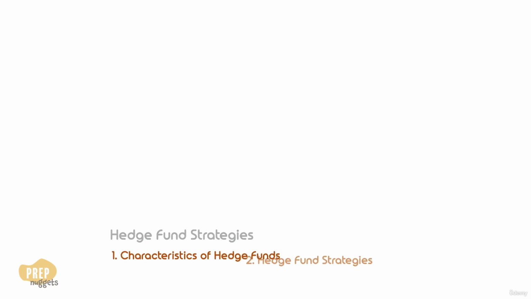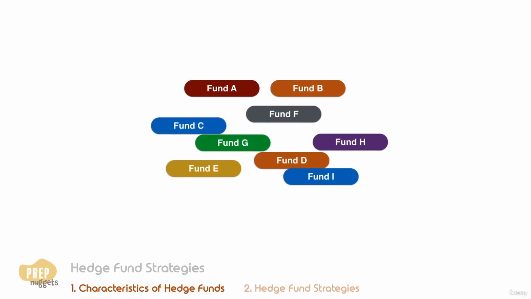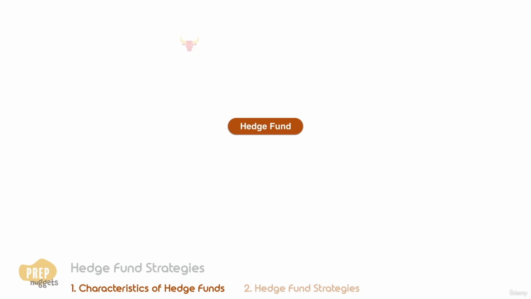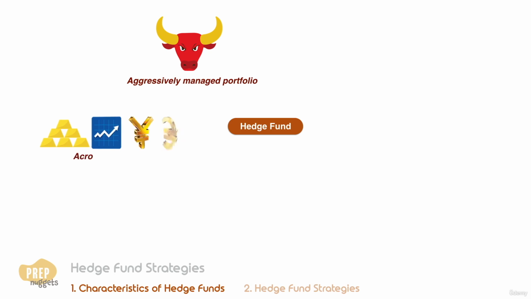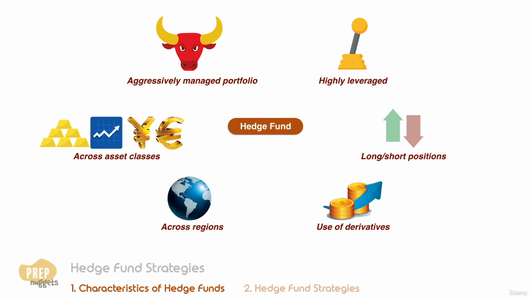Here we go. Although there are many types of hedge funds, a typical hedge fund can be categorized as follows. Firstly, it's an aggressively managed portfolio of investments across asset classes and across regions. It is lightly leveraged, takes long and short positions, and often uses derivatives.